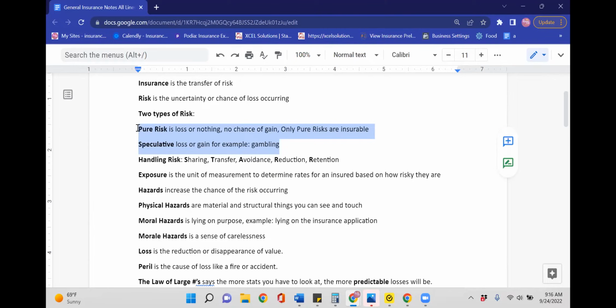But anyway, not every risk can be given to the insurer. They will only take what is known as a pure risk. A pure risk is loss or nothing, no chance of gain. What we mean by this is if I'm going to get in my car and drive to my friend's house, I either get there or I crash my car. I'm not winning anything. Either something bad happens or nothing happens. That is a pure risk. The insurance company will only cover pure risks. Loss or nothing, no chance of gain.